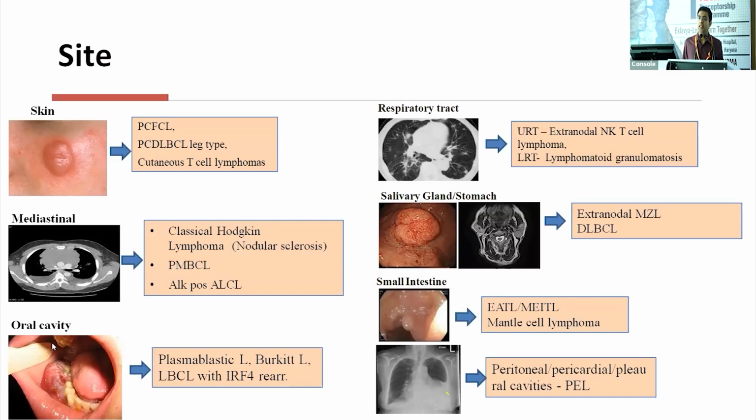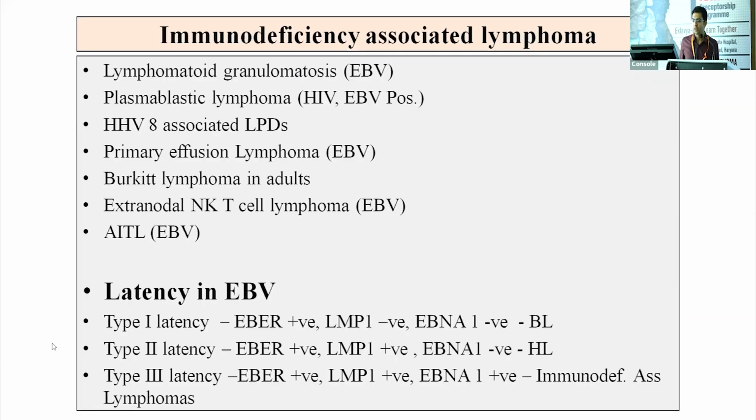In the upper respiratory tract, extranodal NK T cell lymphoma is common, and in the lower respiratory tract, lymphomatoid granulomatosis is common. Lymphomatoid granulomatosis is a B cell lymphoma. Both are angiodestructive and angioinvasive, but the cell of origin is different. The upper respiratory tract extranodal lymphoma is either NK cell or T cell based. Then we have discussed small intestinal lymphoma, and peritoneal, pericardial, and pleural cavities, primary effusion lymphoma. They are also seen in the immunosuppressed and commonly associated with EBV. So these are the immunodeficiency associated lymphomas.